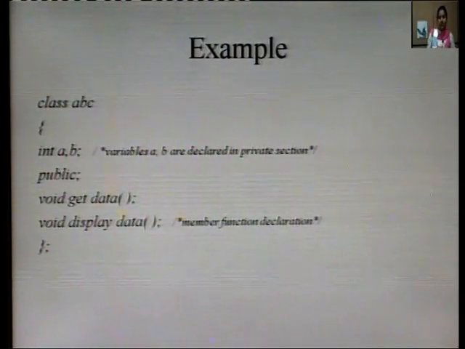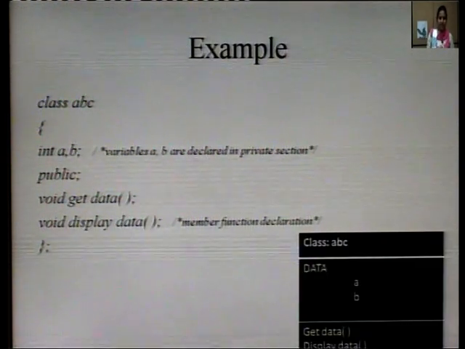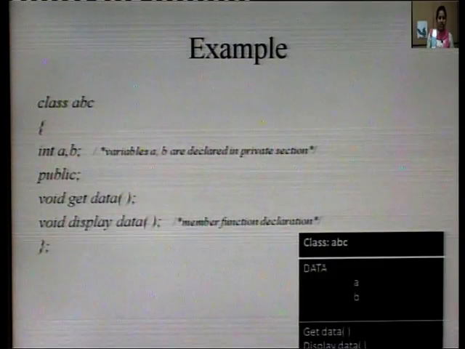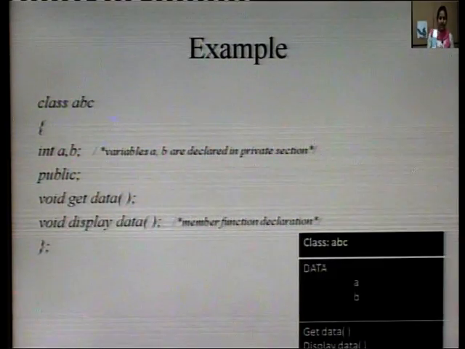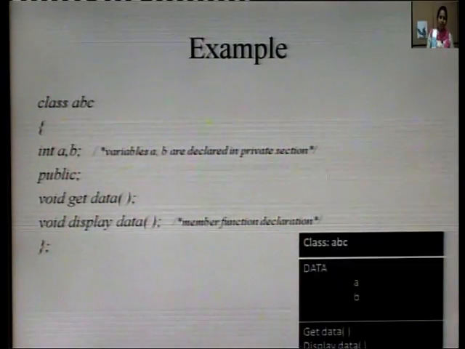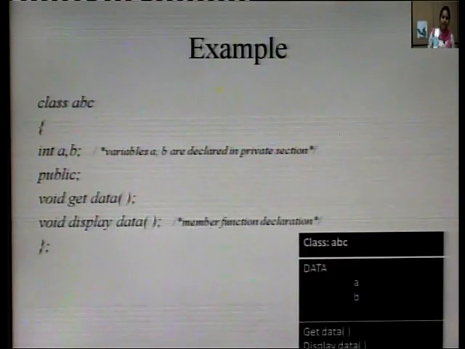So class ABC has data members a and b, and the member functions getdata and displaydata. Getdata and displaydata are executed only on the data a and b. They can get the values of a and b or display whatever the values of a and b are.